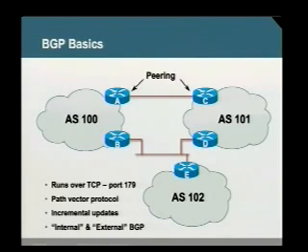BGP is a path vector protocol, basically relying on the AS path. I'm not going to go through what a path vector protocol is. It relies on incremental updates. So in other words, if anything changes with the network, BGP will send an update. If you consider it the other way, if BGP sent the full routing table each time there was any change in the network, you'd have a severe problem.